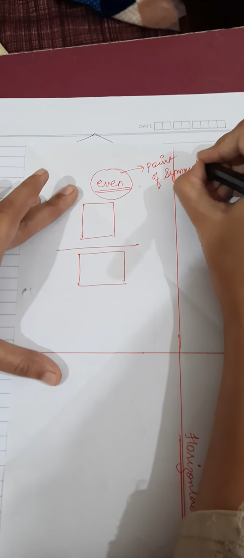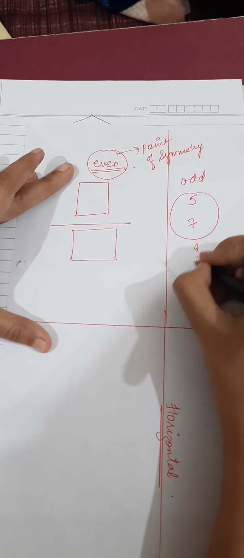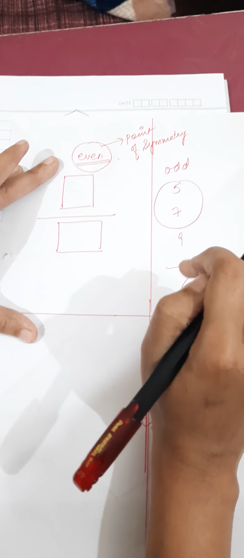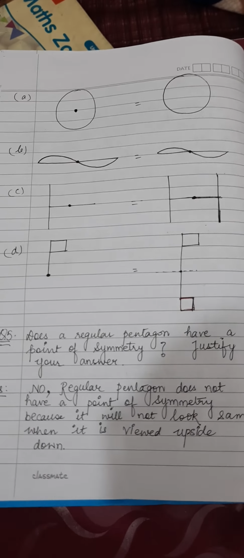But if the number of sides are odd, like 5, 7, 9 and so on, they will not give us the point of symmetry. So this was your question number 5 and this was your complete exercise 14.1. So complete this exercise in your notebook.